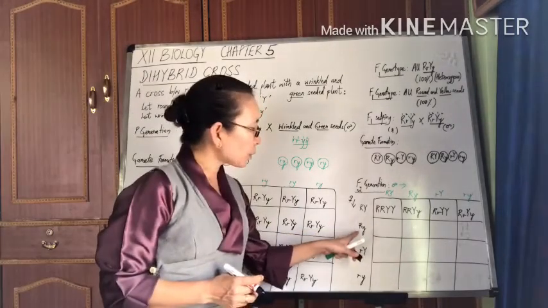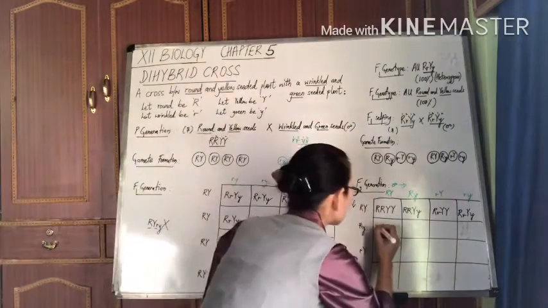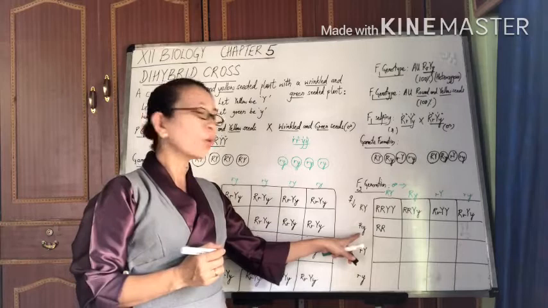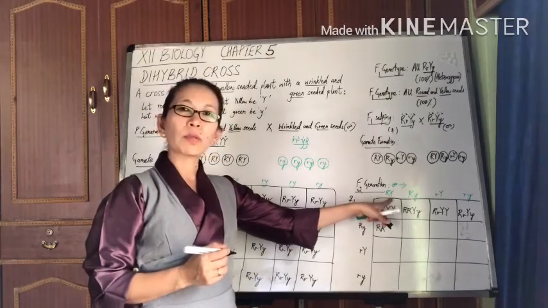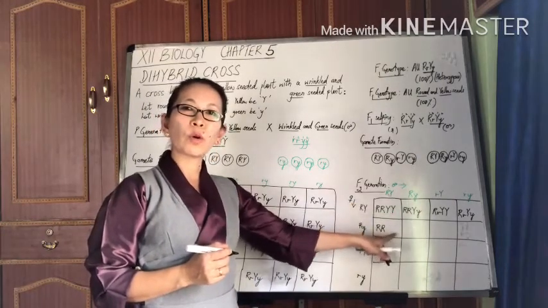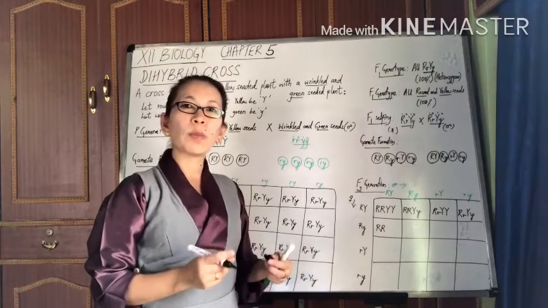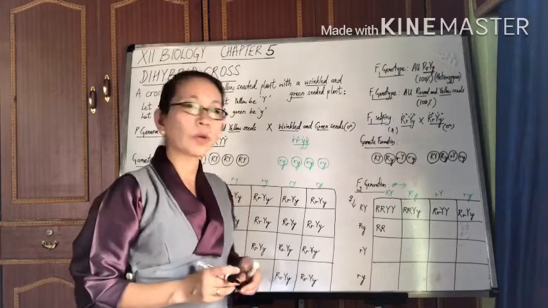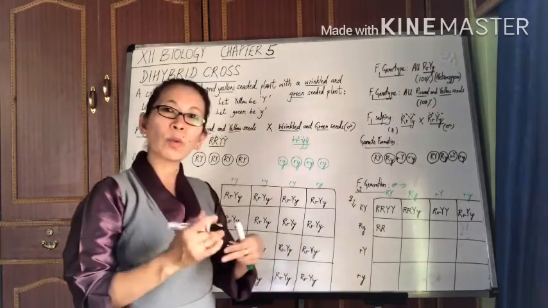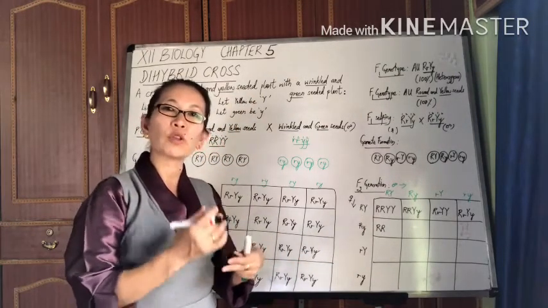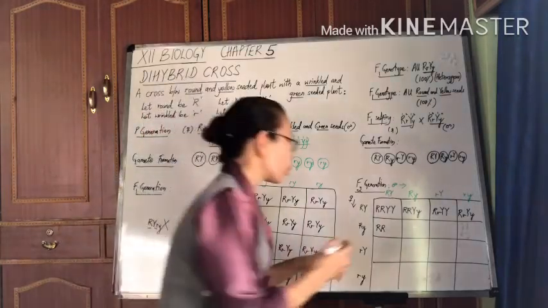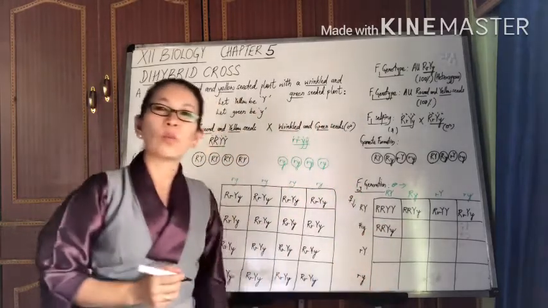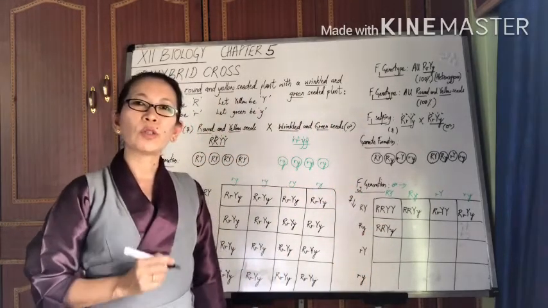Next one, capital R, capital R. The second one here is small y, and there it is capital Y. Now do we write small y and capital Y, or should we write capital Y and small y? I hope you remember. Yes, you're right. It has to be always that the dominant factor is written first. So it has to be capital Y followed by small y. You need to keep this in mind.